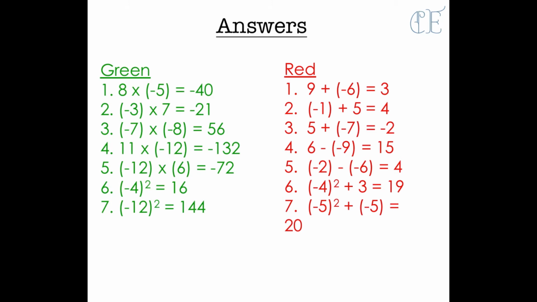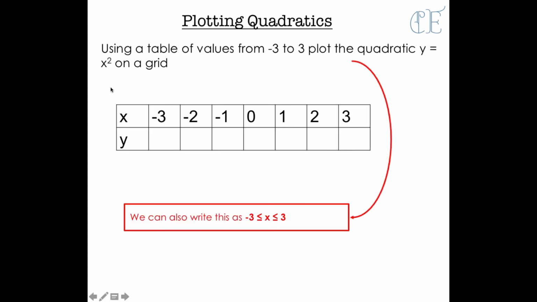So what we're going to do now is have a look at a quadratic equation. Here we have: using a table of values from minus 3 to 3, plot the quadratic y equals x squared on a grid. This y equals x squared is our equation, and just like we did with the straight line graph, we're going to put all of these values for x into here. We're going to square them all. So minus 3 times minus 3 would be 9, and so the value for y would be 9 in this case. Then we would do minus 2 times minus 2, which is 4, so the value for y would be 4.